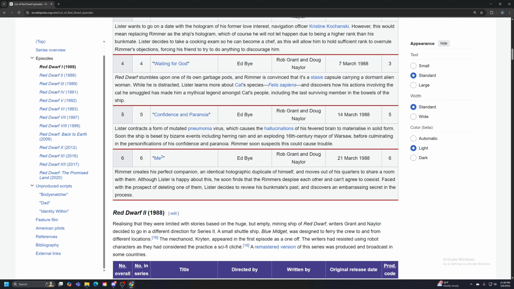Episode 5, Confidence and Paranoia, directed by Ed Bye, written by those two, aired on 14th of March 1988. Lister contracts a form of mutated pneumonia virus, which causes the hallucinations of his fevered brain to materialize in solid form. Soon the ship is beset by bizarre events, including herring rain and an exploding 16th century mayor of Warsaw, before culminating in the personifications of his confidence and paranoia. Rimmer soon suspects this could cause trouble.